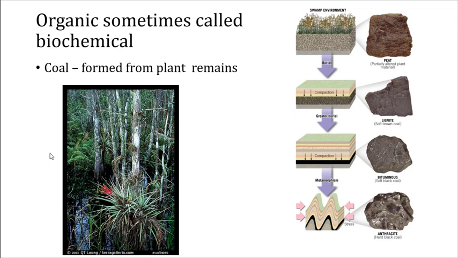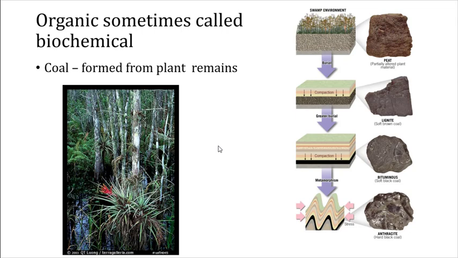So we talked about clastic sedimentary rocks or detrital sedimentary rocks, which are made out of sediment, as you would normally think of it. Then we talked about chemical sedimentary rocks that precipitate out of seawater. And the third kind of sedimentary rock is an organic or biochemical sedimentary rock. And these form directly from biological materials.